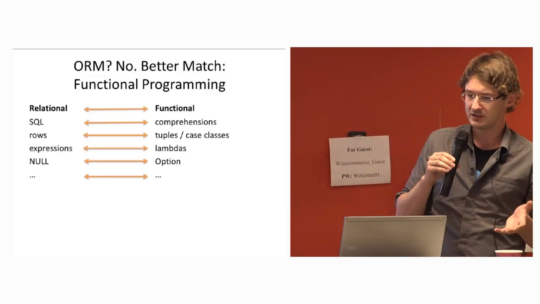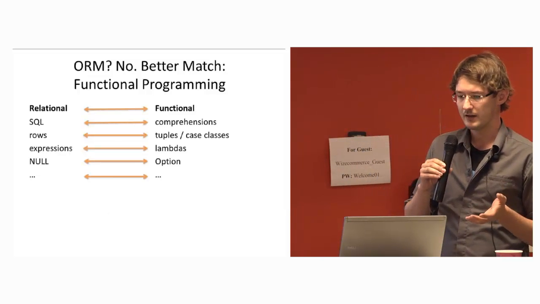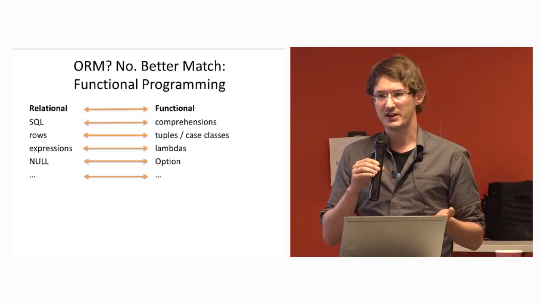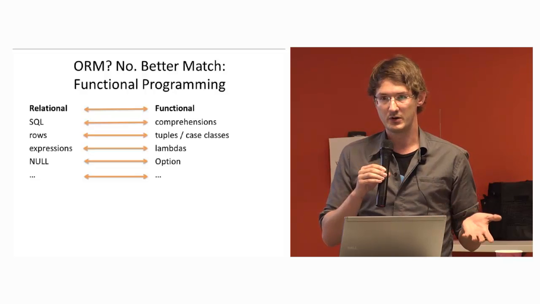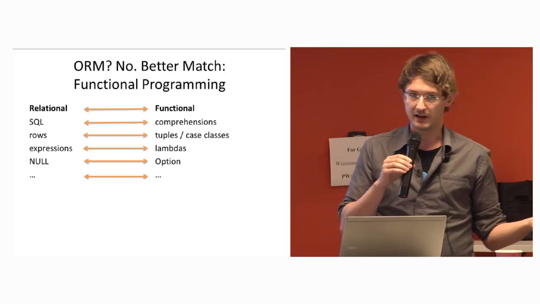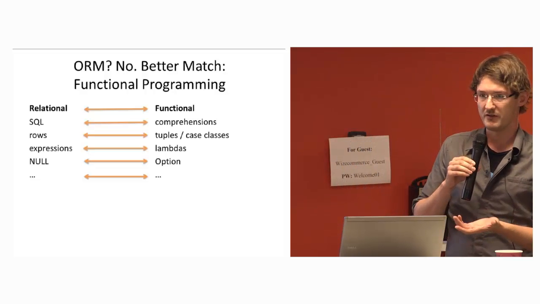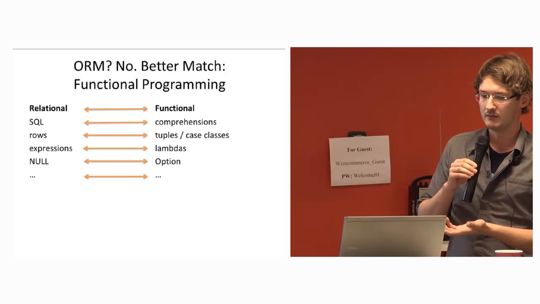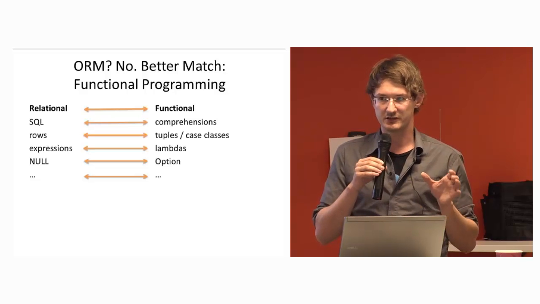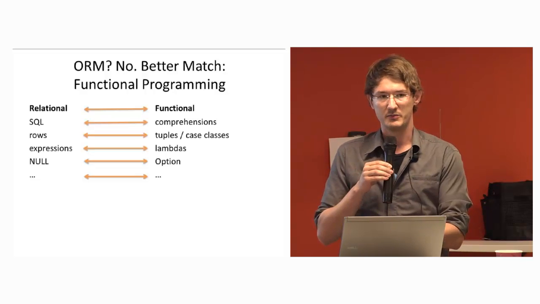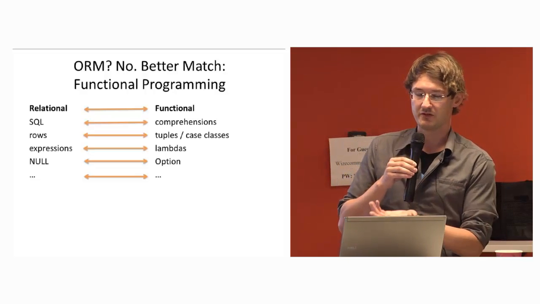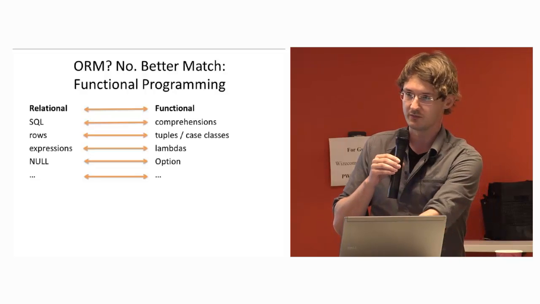Back to our object relational mapping. Why is Slick easier? Because it chooses a better match. It maps to functional structures, to functional programming. SQL corresponds to the concept of for-comprehension in Scala. Rows can correspond to tuples and case classes. The expressions within these SQL queries can be described by lambdas. The concept of null can be mapped to the Scala concept of option, and there are more resemblances.